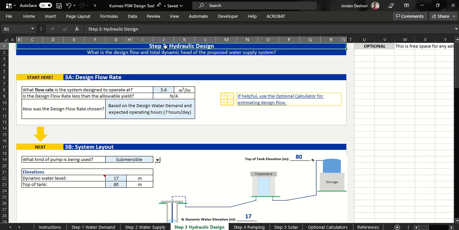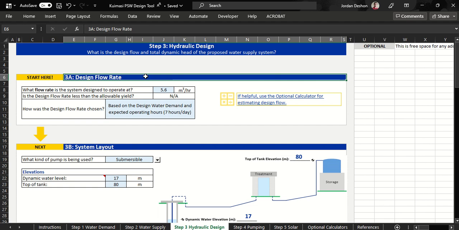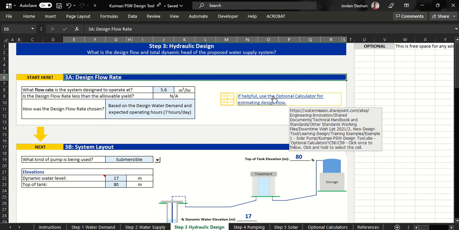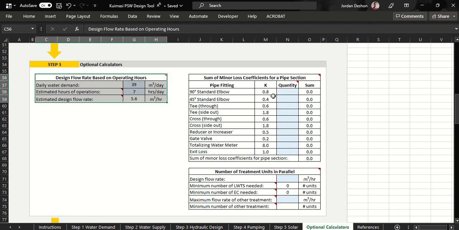Step 3 is about hydraulic design. And here in Step 3A, we're going to define the design flow rate. If you remember, this icon here indicates that it might be helpful to use an optional calculator for this step. And we can click this blue hyperlink to take us directly to the Optional Calculators tab.